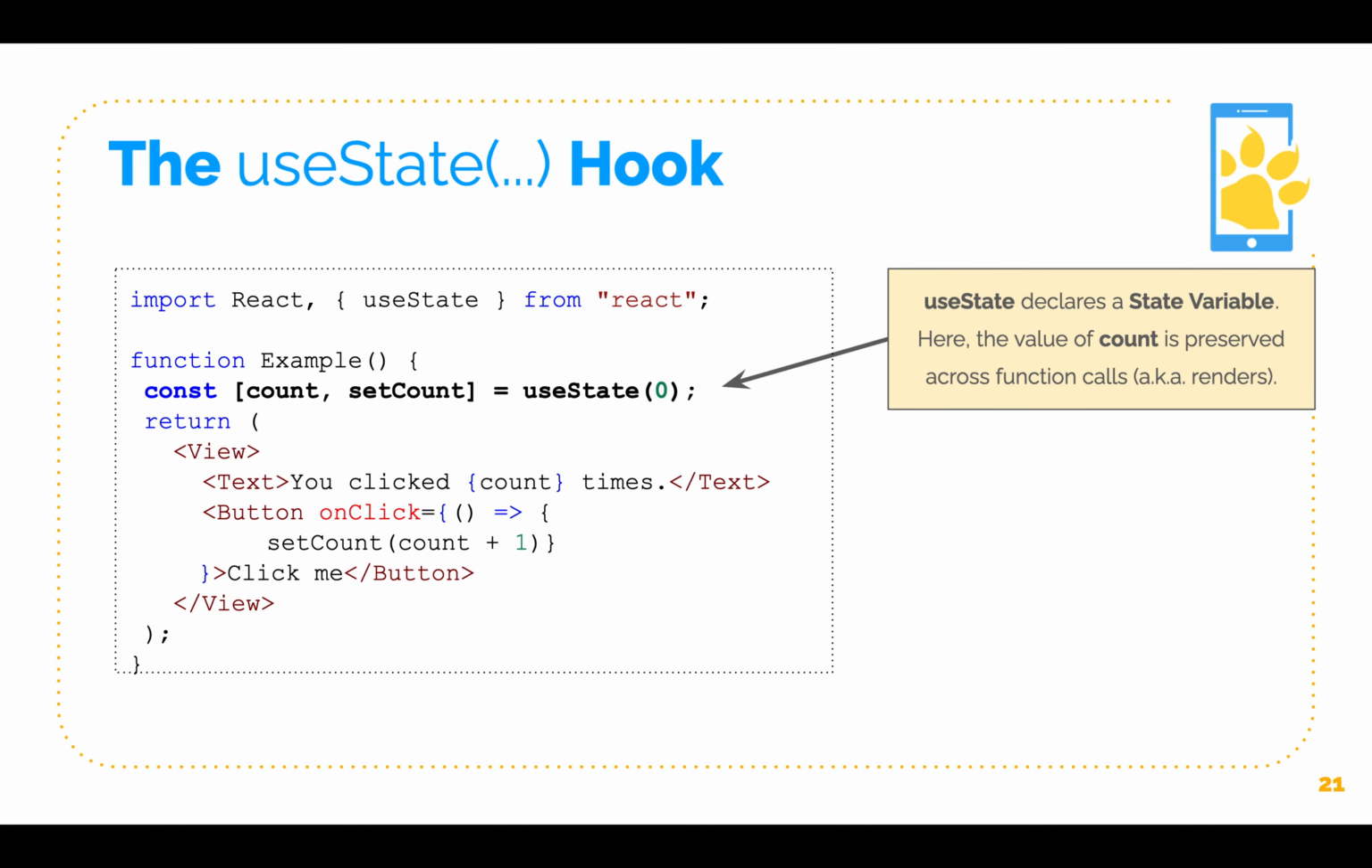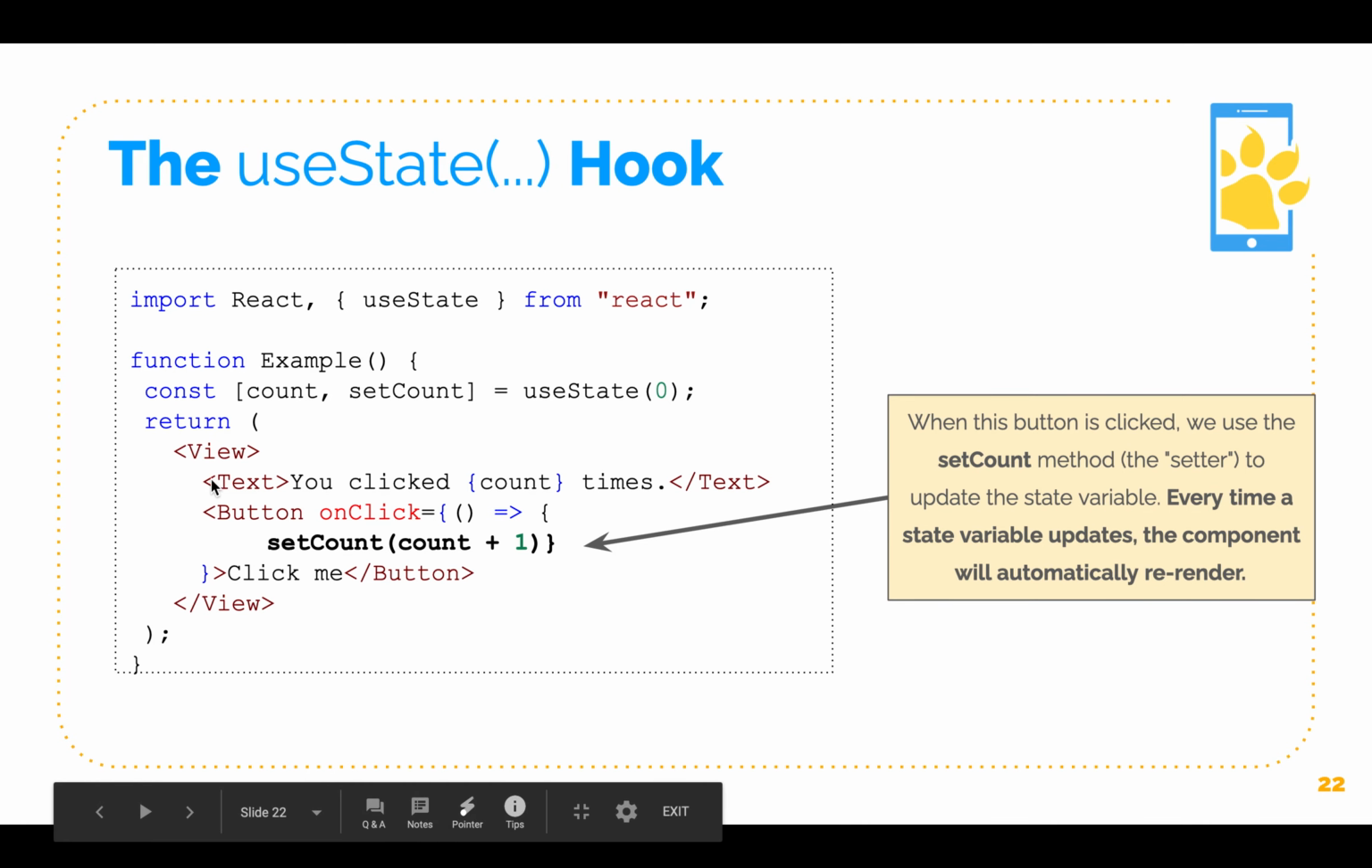So the useState hook is the most basic hook because all it lets us do is declare and use local state variables. So here, the useState hook declares a state variable. The variable that we're tracking here is this variable called count. And you can see that there's count and setCount. So count is the value of the state variable, and setCount is the setter method that lets us update that value within this component.